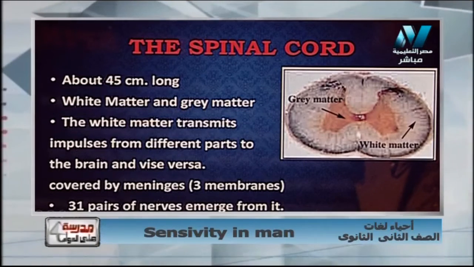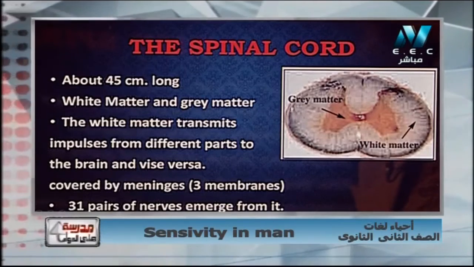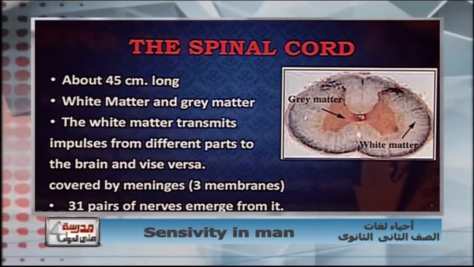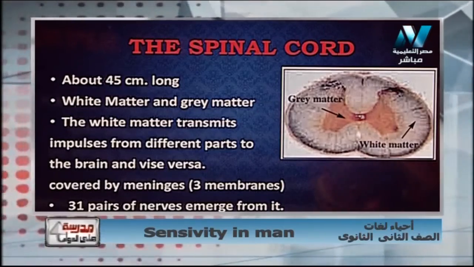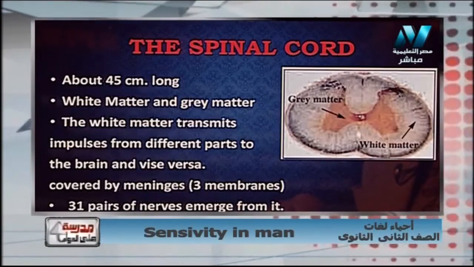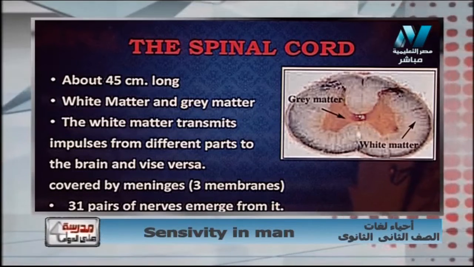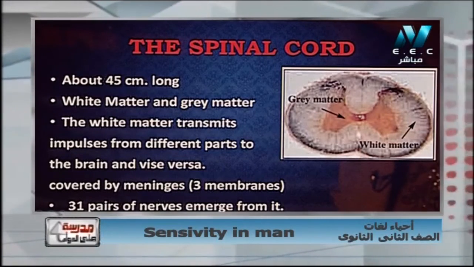And unlike the brain, we can find that the spinal cord has the white matter outside and the gray matter inside, while the brain has the gray matter outside and the white matter inside. Look at this picture and you can notice the two regions.